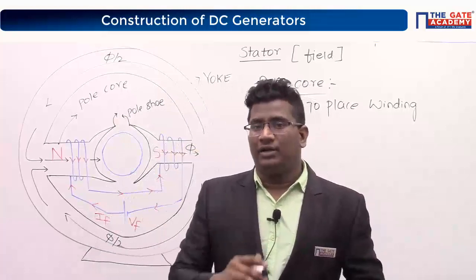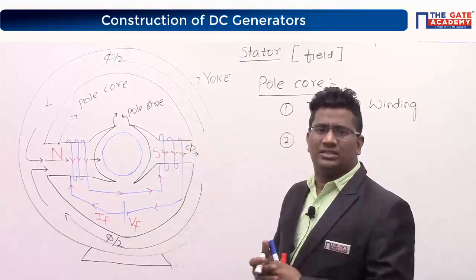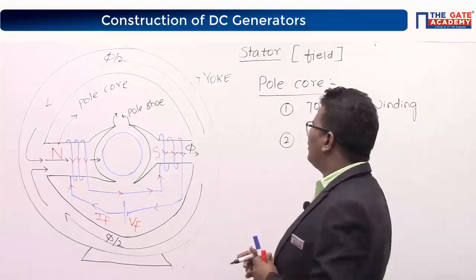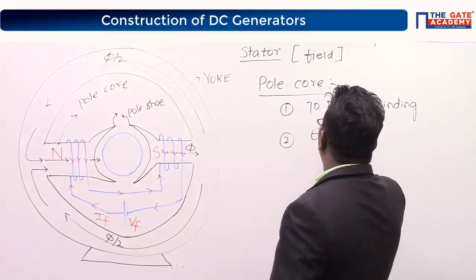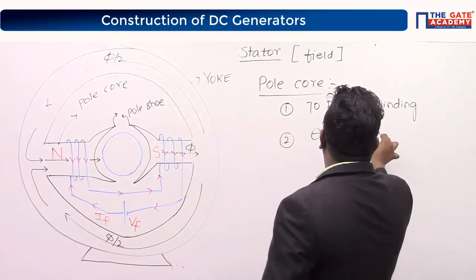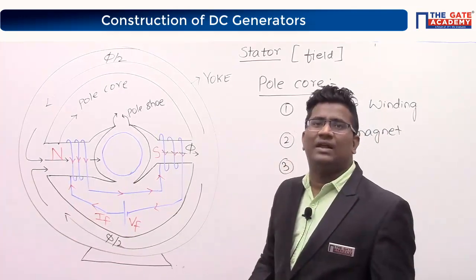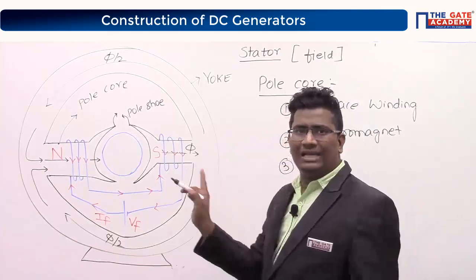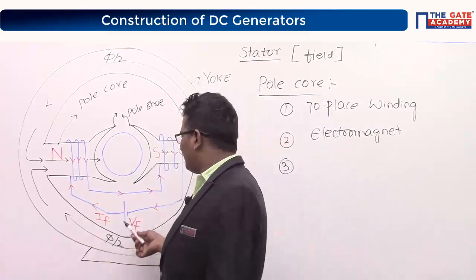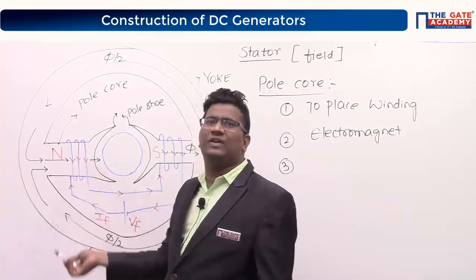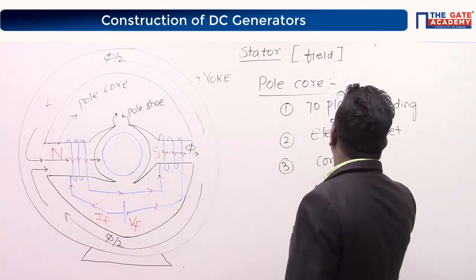Electromagnet is preferred. But is it carrying DC flux or AC flux? Your pole core is carrying DC flux or AC flux? Of course it is an electromagnet. We are giving DC input, na? DC field current will produce DC flux only, right? Of course. Constant flux.